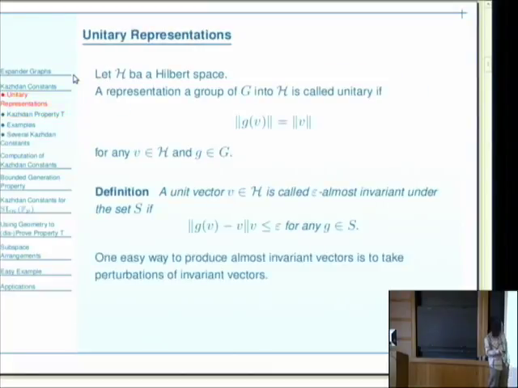Another comment here: when I talk about almost invariant vectors, I usually assume that my vector v is unit. I want to normalize it, because if you take a very small vector, it's obviously almost invariant, and I don't want to go into that kind of mess. Another equivalent thing is to normalize it, but I'm just lazy.